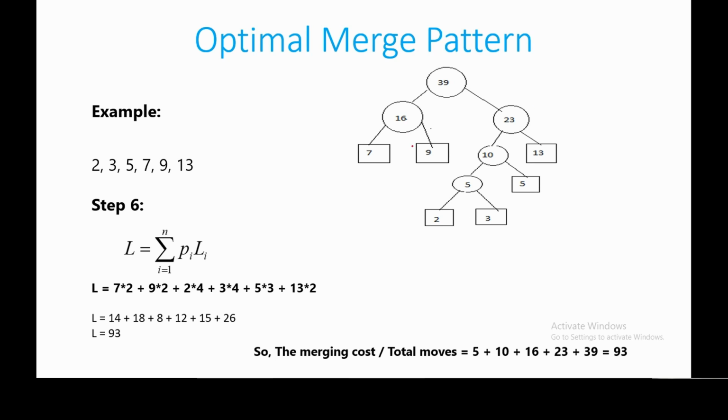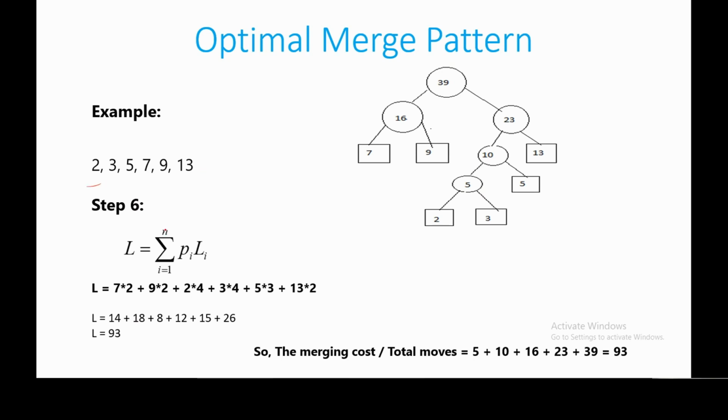So this is the optimal binary merge tree. And why is it optimal? Because we have applied the greedy approach. How? Every time we select two files for the merging process, we select the files with the least cost.